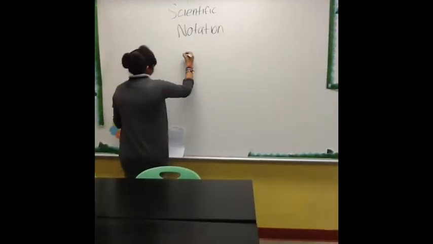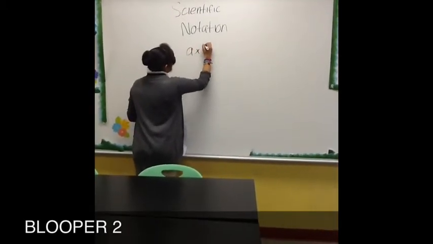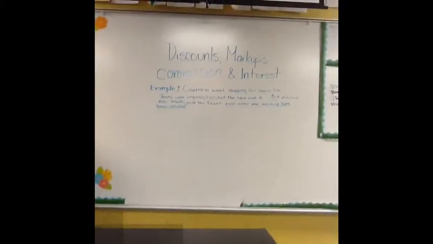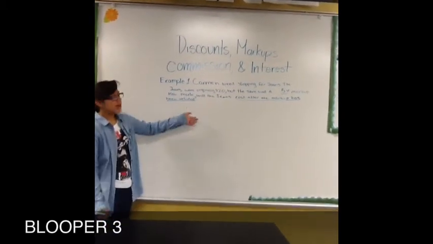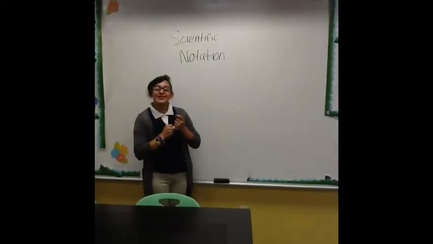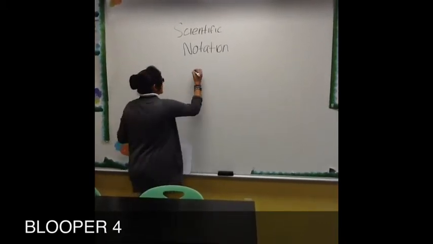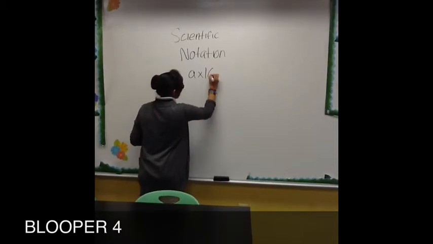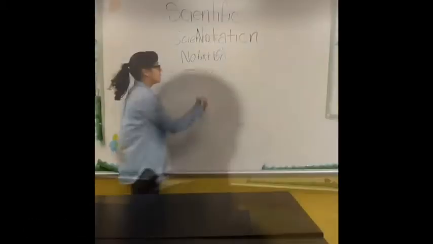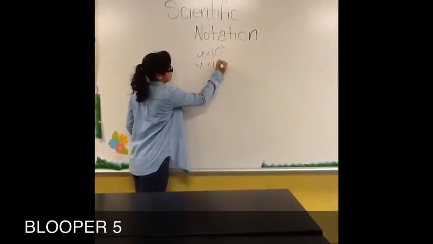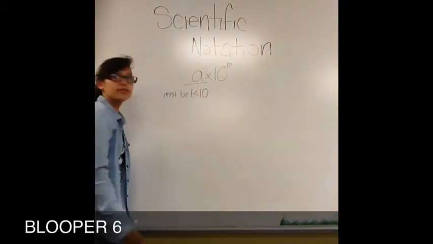Definitely a blooper. One example of scientific notation is A times 10. Cut. Here's an example of my. They are easy to read and write. One example of scientific notation is A times 10. A must be greater than 1 and less than 10. Cut. And less than 10.